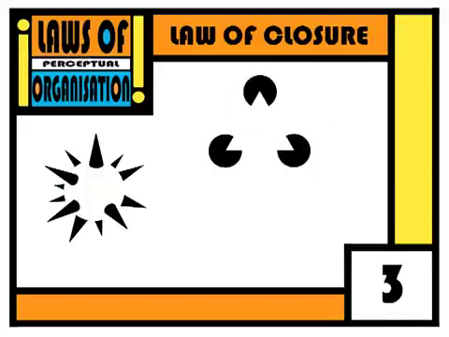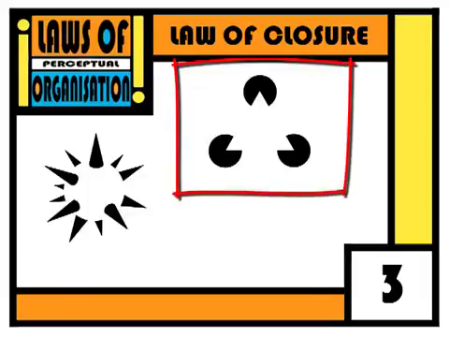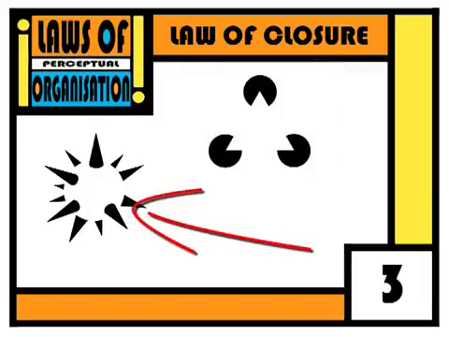At number 3, the law of closure. This example is the tendency to close simple figures, therefore filling in missing parts to make a whole. If you look at this example here, I bet you see a triangle, don't you? And this figure is pretty cool too.